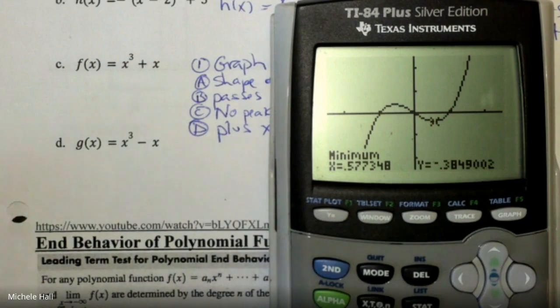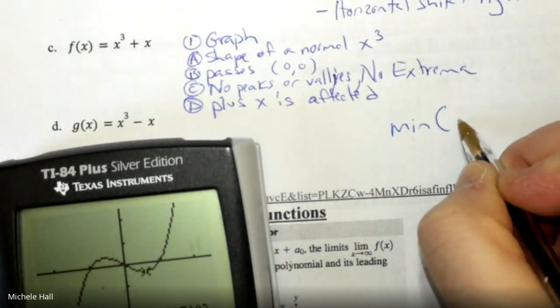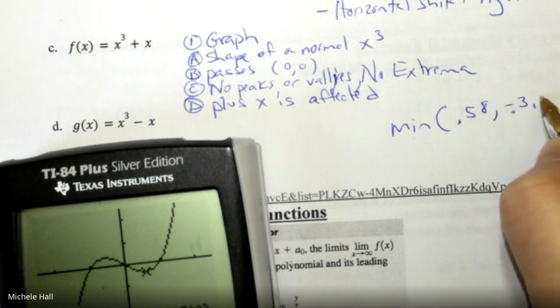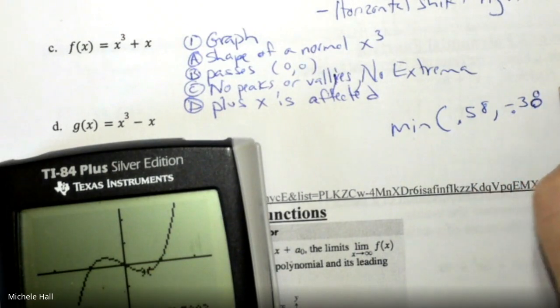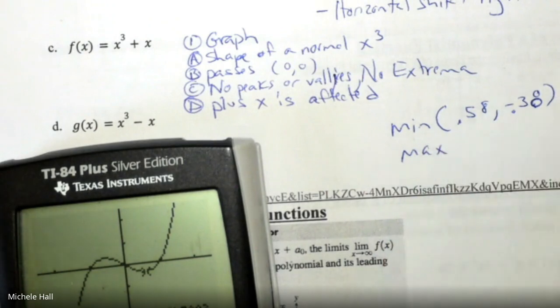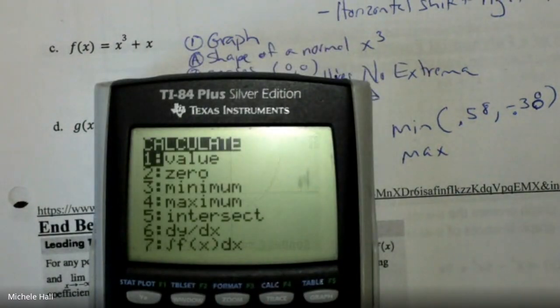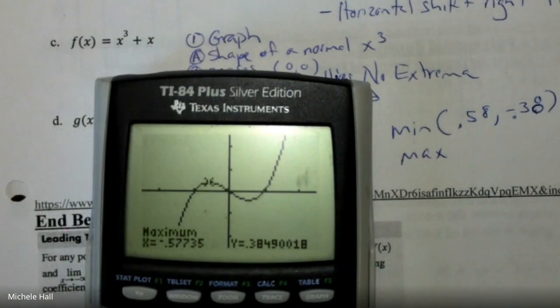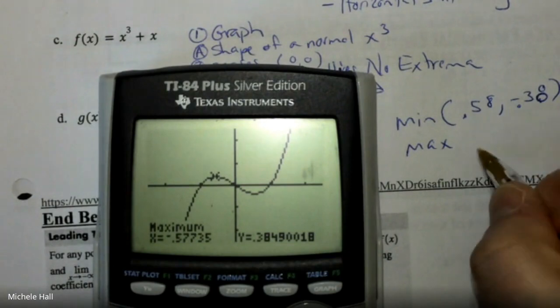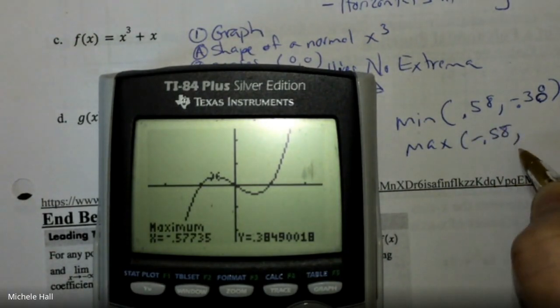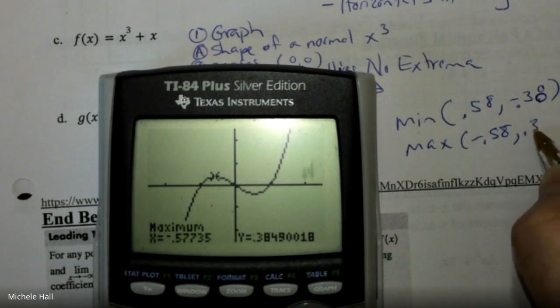And I'm going to write down that the minimum is at 0.58 and negative 0.38. And then I'm going to look for the max, go back and do that again. Calculate number 4, a maximum. And it says that the max is at negative 0.58. And so we have some symmetry going on here, 0.38.